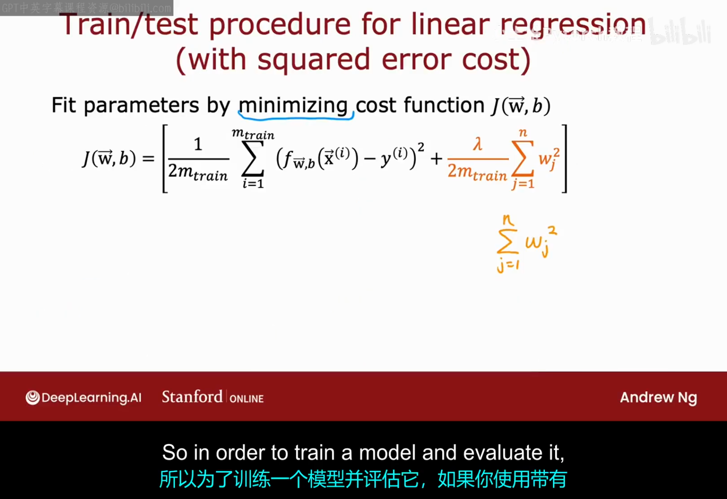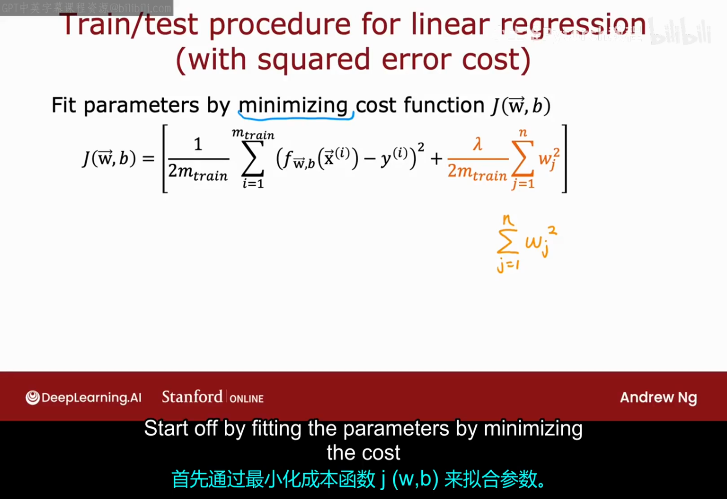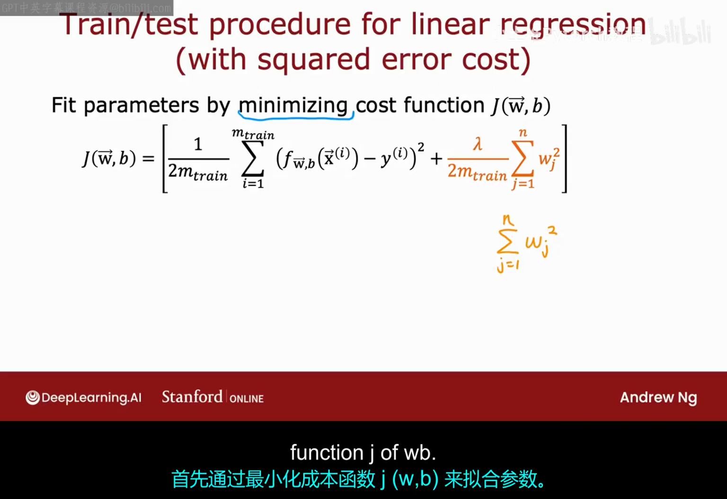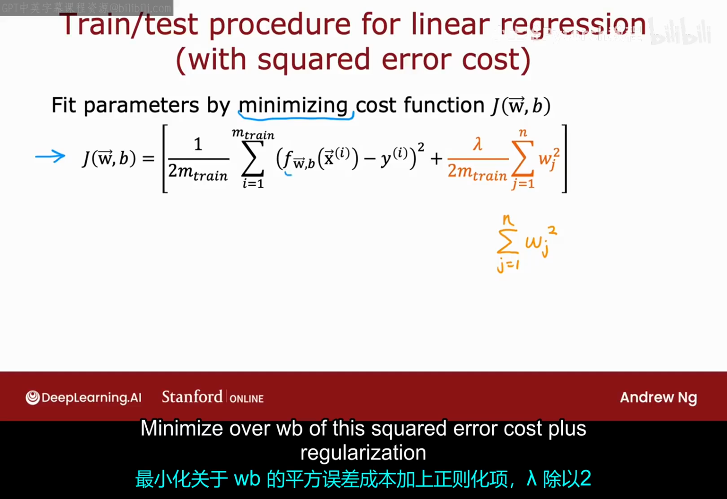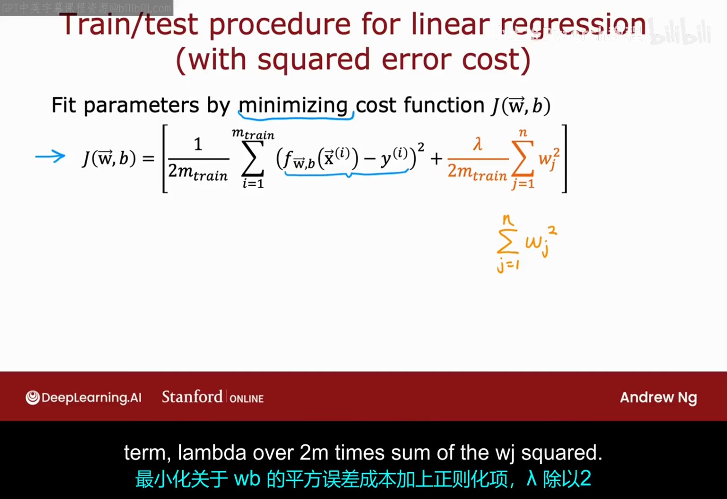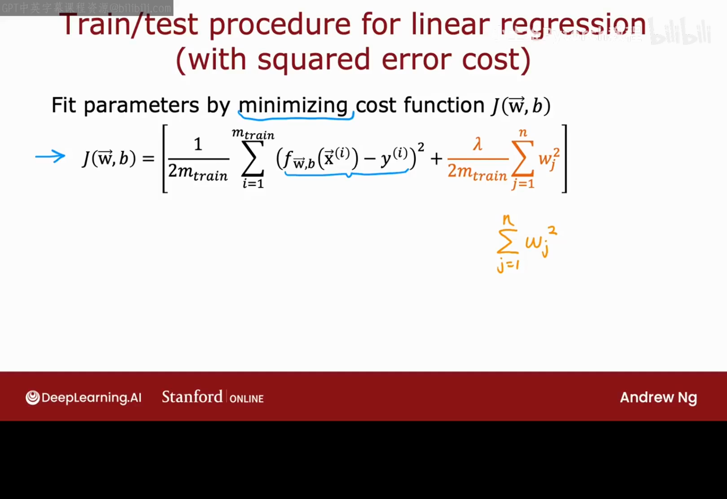So in order to train a model and evaluate it, this is what it would look like if you're using linear regression with a squared error cost. Start off by fitting the parameters by minimizing the cost function J of w, b. So this is the usual cost function, minimize over w, b of this squared error cost plus regularization term, lambda over 2m times the sum of the w_j squared.